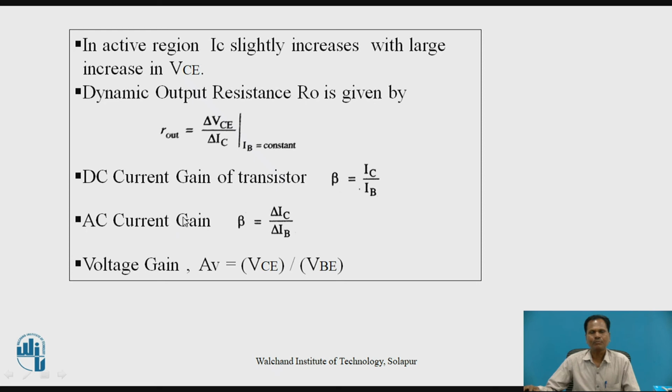The voltage gain of a transistor in common emitter circuit configuration is given by AV equal to the ratio of output collector to emitter voltage to input base to emitter voltage. The collector to emitter voltage is much larger than the base to emitter voltage. So the transistor provides voltage gain in common emitter circuit configuration.